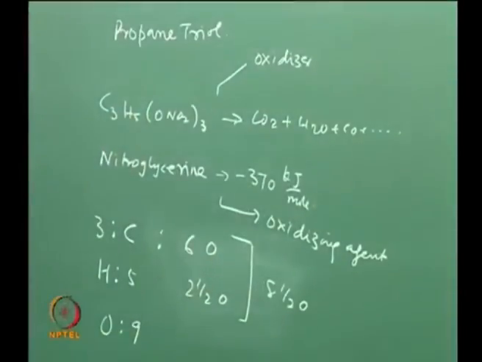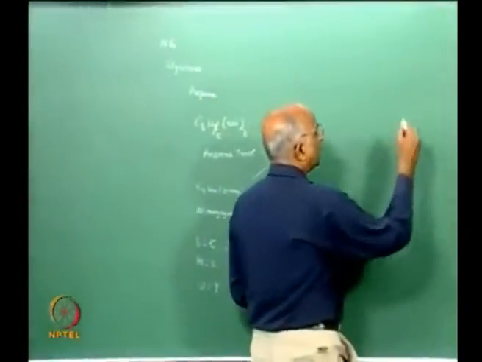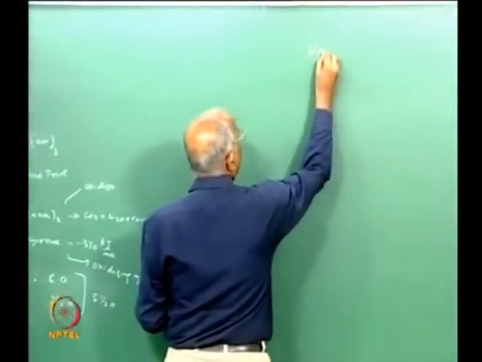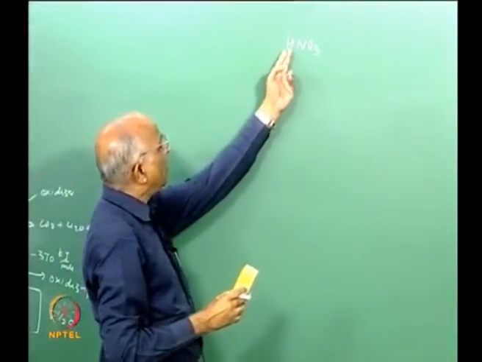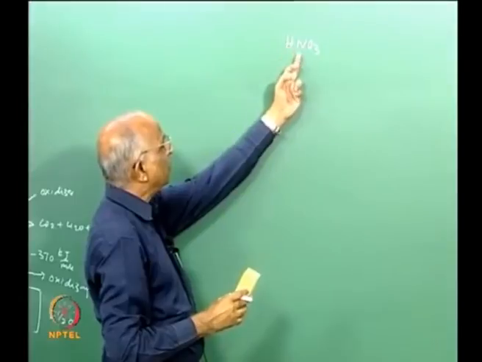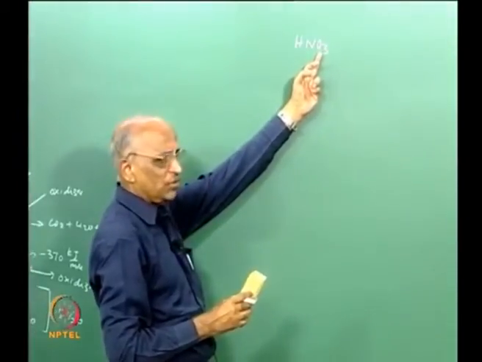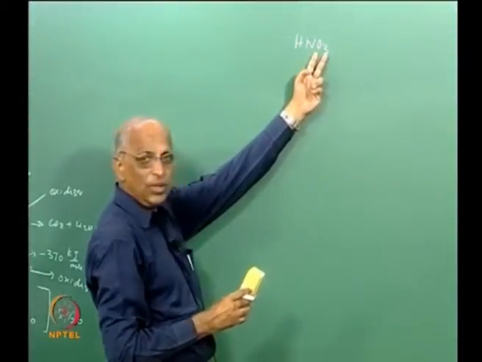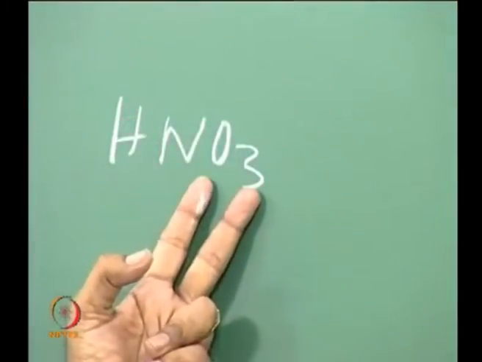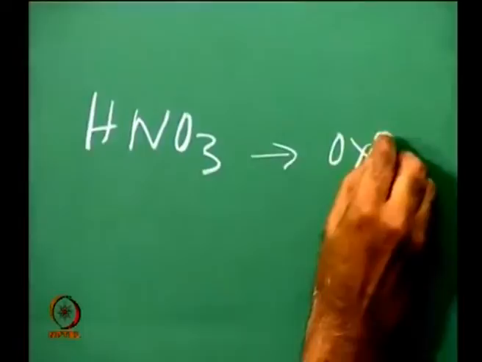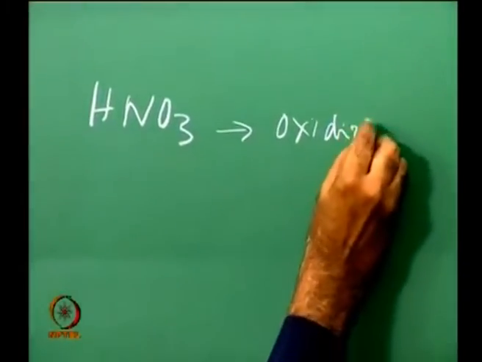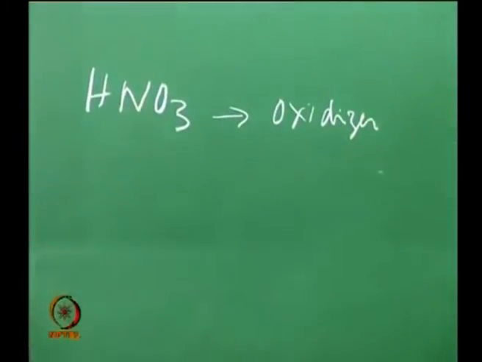I think I should repeat it because it is something which is important. Let us take a substance like HNO3, nitric acid. If I take nitric acid, I have 1 atom of hydrogen which requires half atom of oxygen, therefore I am still left with 2.5 atoms of oxygen, therefore nitric acid can be used as an oxidizer. That means it can still be used as an oxidizer even though it is an acid.